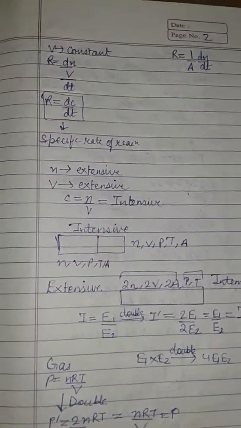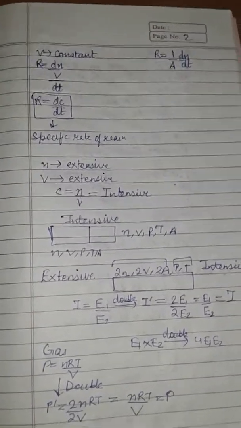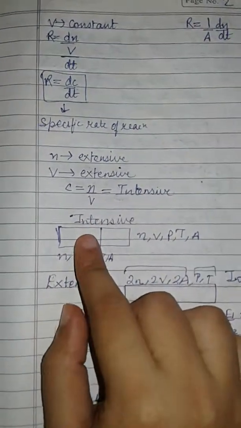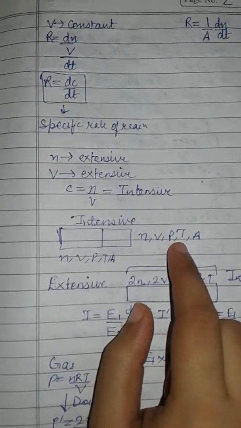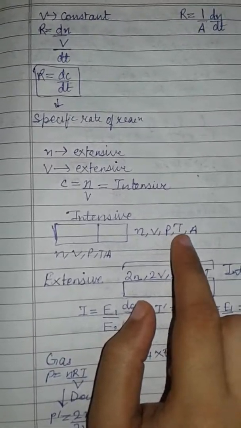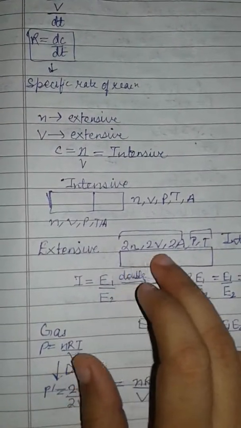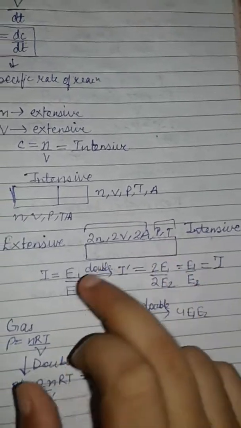Now N is an extensive property and V is also an extensive property, but C, which is N upon V, is an intensive property. Extensive properties are N, V and A, and intensive properties are P and T. Extensive property will be 2N, 2V, 2A, and intensive property will be P and T.